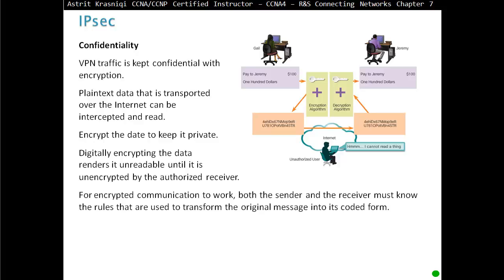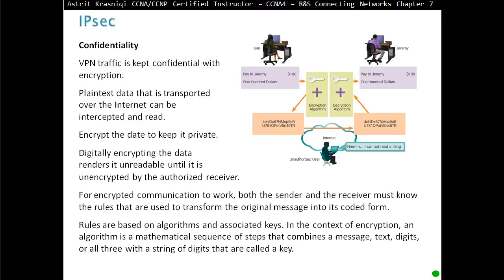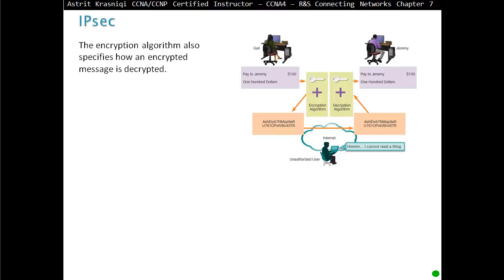For encrypted communication to work, both the sender and receiver must know the rules that are used to transform the original message into coded form. Rules are based on the algorithm and associated keys. In the context of encryption, an algorithm is a mathematical sequence of steps that combines a message, text, digits, or all three with a string of digits that is called a key. The output is an unreadable cipher string. The encryption algorithm also specifies how an encrypted message is decrypted. Decryption is extremely difficult or impossible without the correct key.